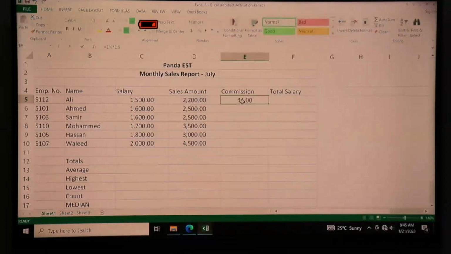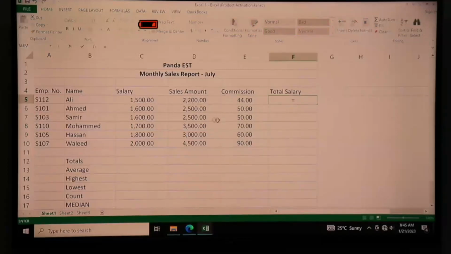When you press enter, you can copy down this formula in your worksheet to get the commission of the others. Then for the total salary, you will say that total salary is equal to the salary plus the commission, which gives us this value here. Then you copy down the formula.